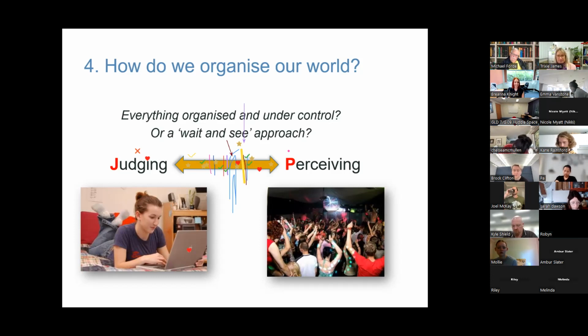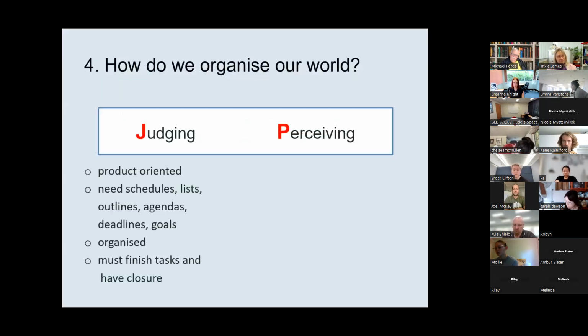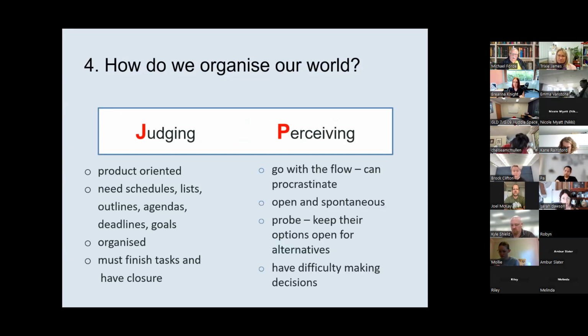Okay, I'm going to clear this for a second just to give a bit more detail. So judging, product orientated, like schedules, lists. They like to have an outline. They like an agenda. They've got goals in mind. They're really organized. They want to finish tasks and have closure.